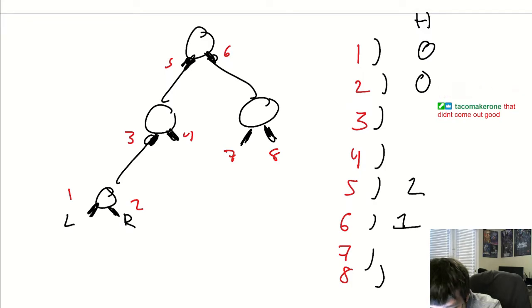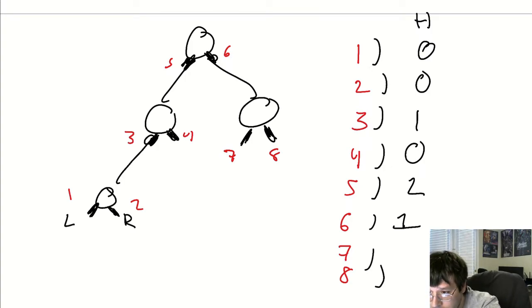So you said 3 was 1. You are correct. 3 is indeed 1. You said 4 is 0, which is indeed correct. And then we have... Okay, that 2 looks weird. Let me rewrite it again so it looks easier to read. 2, 1, and then 7 and 8, you all said 0.